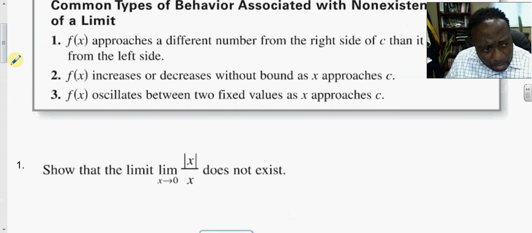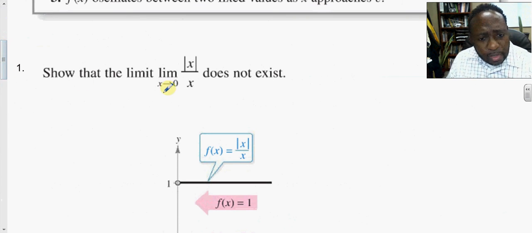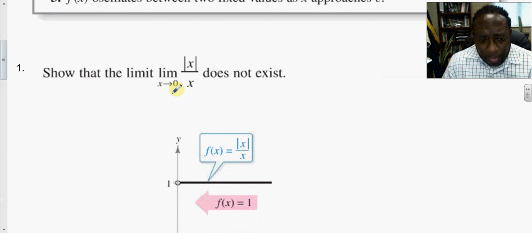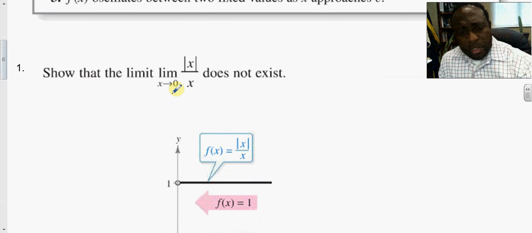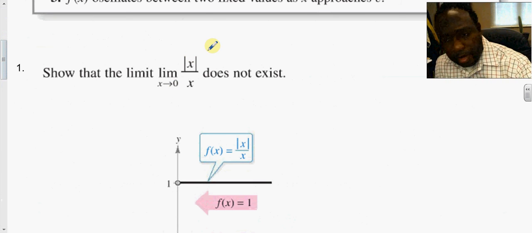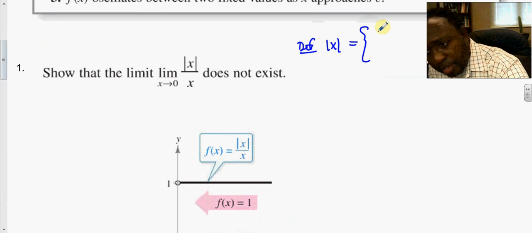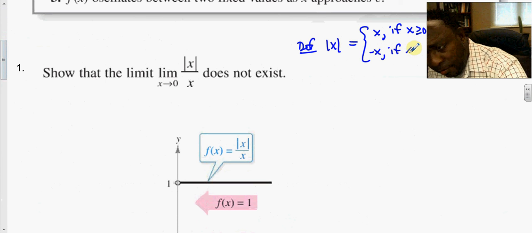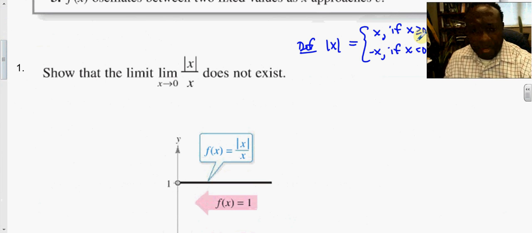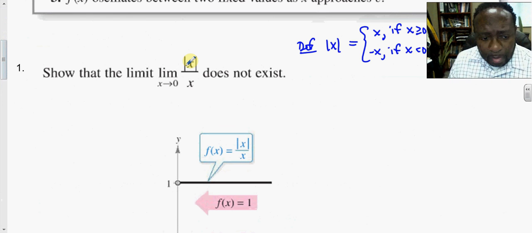Well, the first possibility is to show that the limit here, the absolute value of x divided by x, does not exist. And we'll see that it does not exist because something happens to the absolute value of x depending on the value of x itself. So here, the definition for the absolute value of x: it's equal to x if the x values are positive or 0, and we get negative x if x is less than 0. So the two natures of the absolute value of x come into play here.